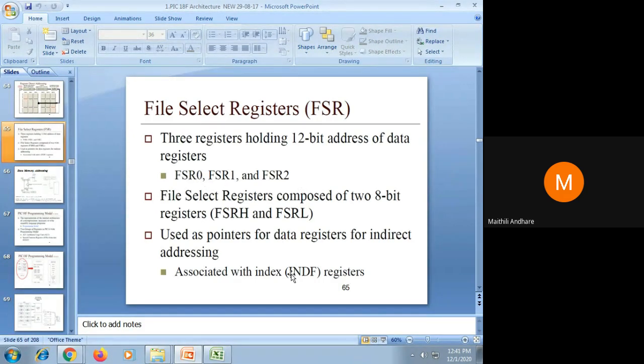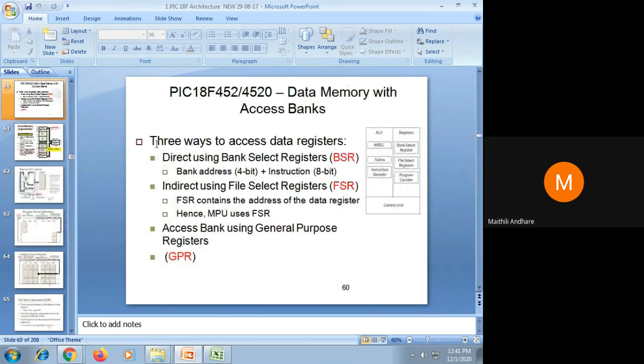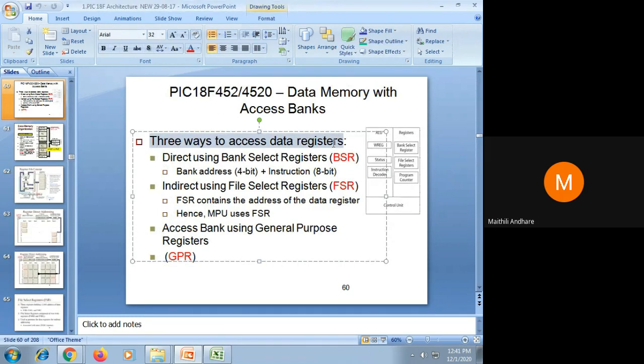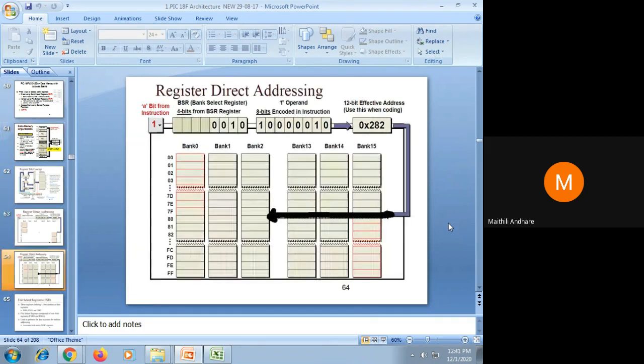If I talk about the INDF 0, it is associated with file select register 0. INDF 1, FSR 1. INDF 2, FSR 2 likewise. This is as good as your index register. So these are the three ways I told about accessing of data memory: by using BSR, by using FSR, and by using the access bank, that is A equal to 0, that is the GPR register. So this is all about the data memory organization.